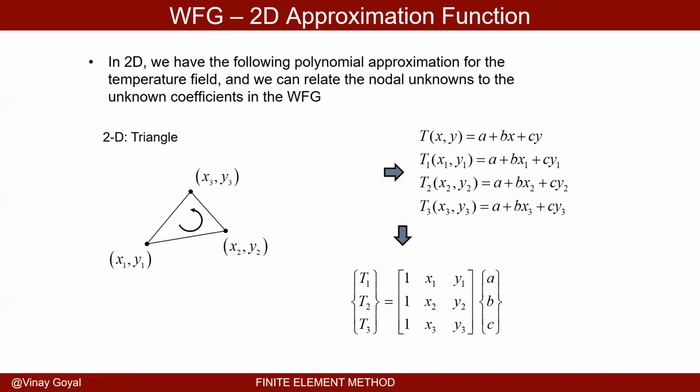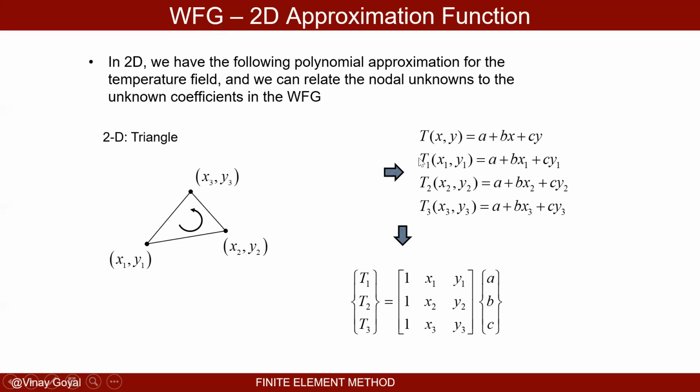In 2D, we have the following polynomial approximation. So let's look at 2D. And I'm going to use this in a counterclockwise direction. I think that's important when you work two-dimensional problems, to specify what direction you're going to start working the problem. But in general, what we have is an approximation function here that I want to use, but I want to relate that to the nodal unknowns.